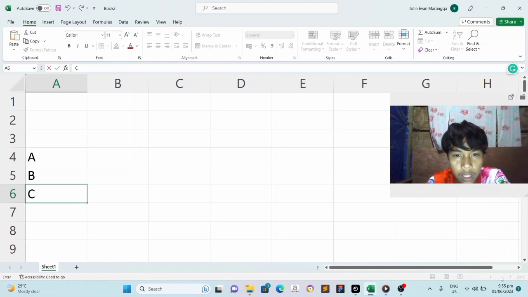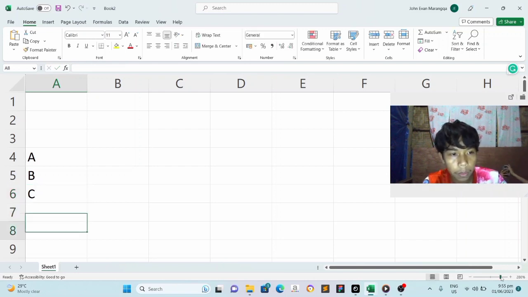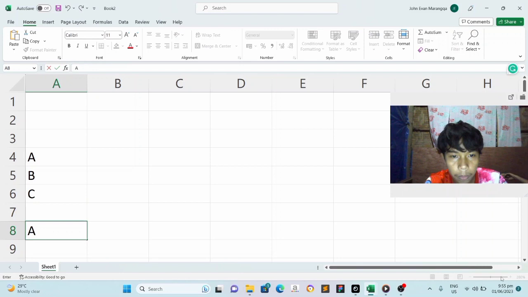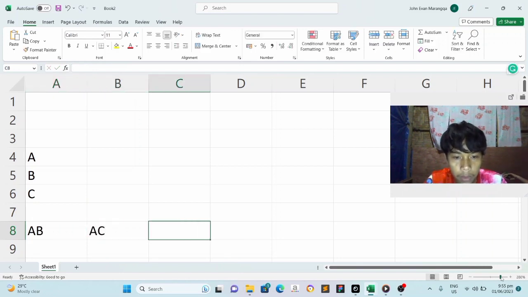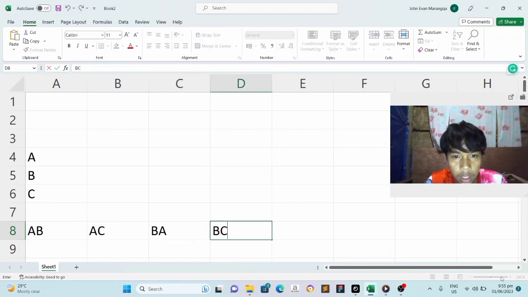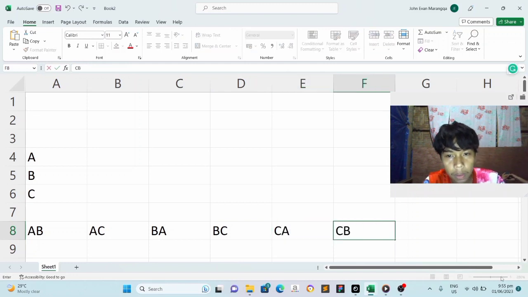Let's start with a specific scenario where we want to arrange these objects in a set of 2. The possible arrangements without repetition allowed would be AB, AC, BA, BC, CA, and CB. As you can see, each object can only be used once in each arrangement and the order matters.